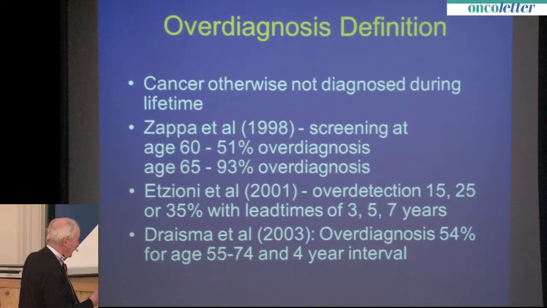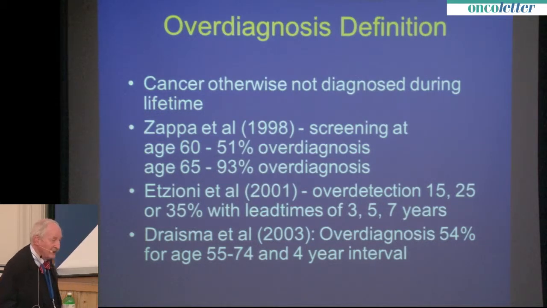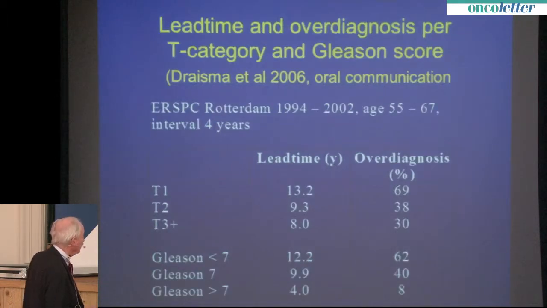overdiagnosis, and he related it to age. And as you can see, there's a clear trend towards more overdiagnosis with higher age. The same was confirmed in Dr. Draisma's paper of 2003 in JNCI, and he calculated that with the screening regimen we use in the Netherlands, we would have about 54% of overdiagnosis, and I believe that that is probably correct. Dr. Etzioni, in an earlier publication, showed very clearly that overdiagnosis is related to lead time, and there's no question that this is the case.